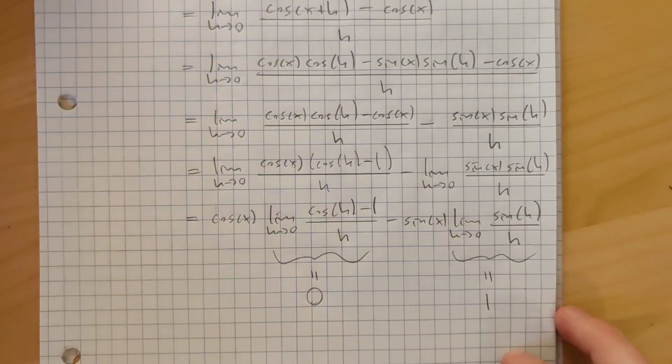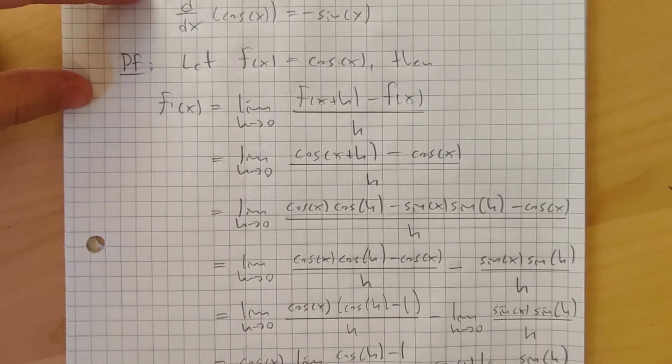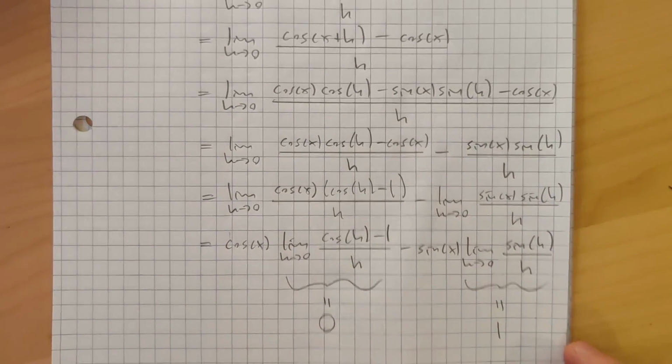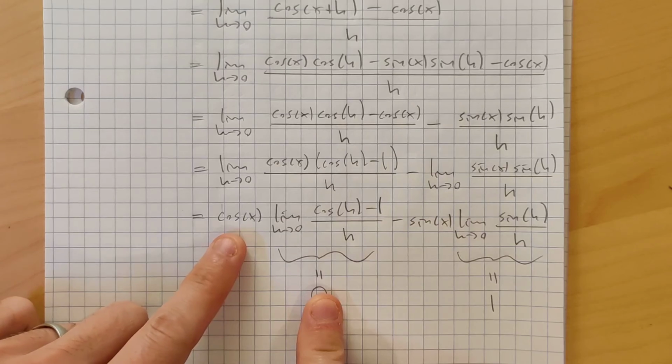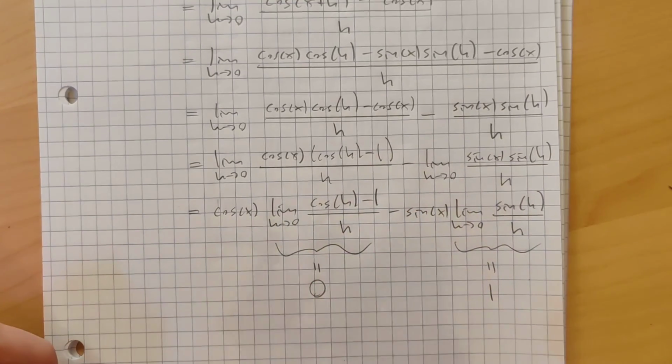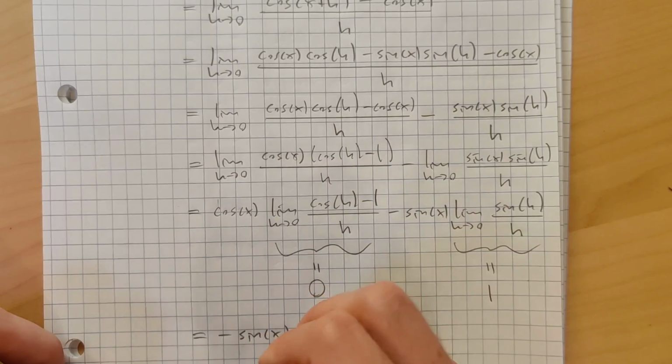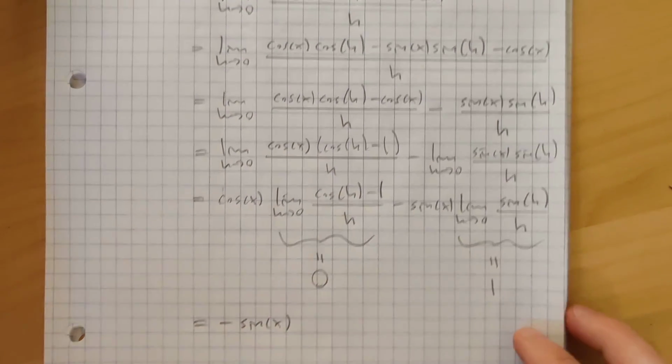So therefore, in the end, we took the derivative of cosine of x and we ended up with 0 times cosine of x minus 1 times sine of x. So that's minus sine of x. The derivative of cosine of x is minus sine of x.